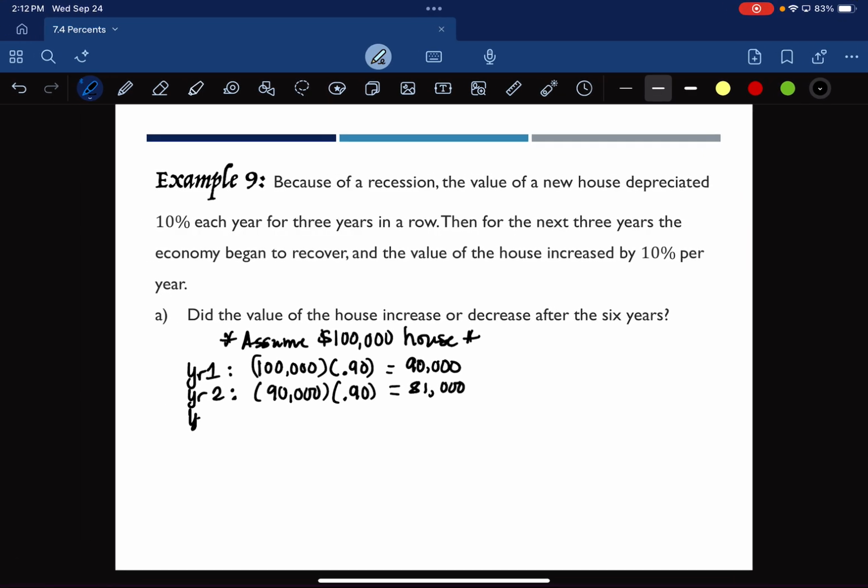Okay, so let's try year 3. Year 3, now the house is worth 81,000. And it's again 90% of its value from the year before. The numbers get a little less friendly with this step. How much is the house worth now?